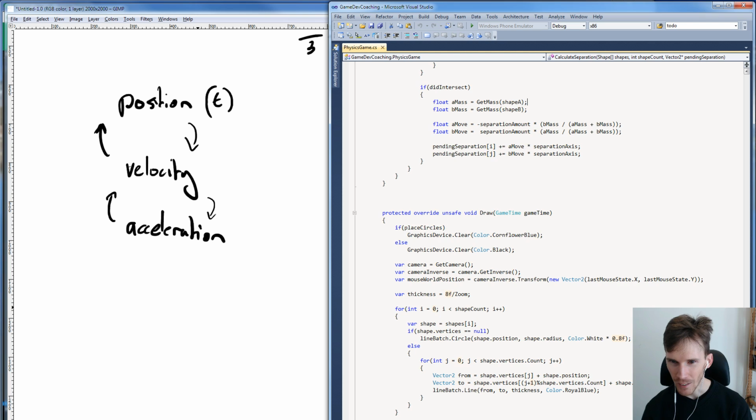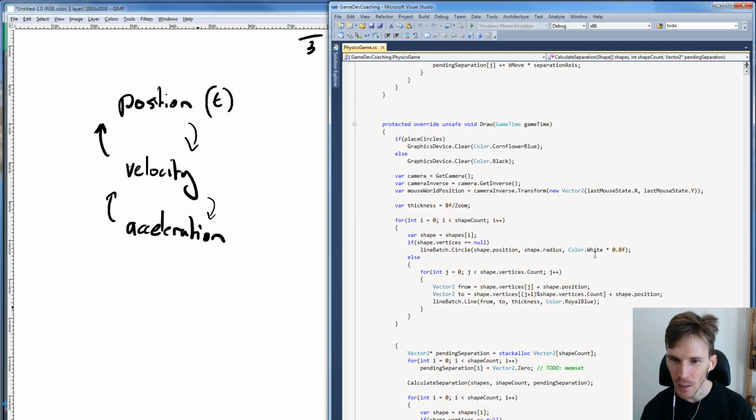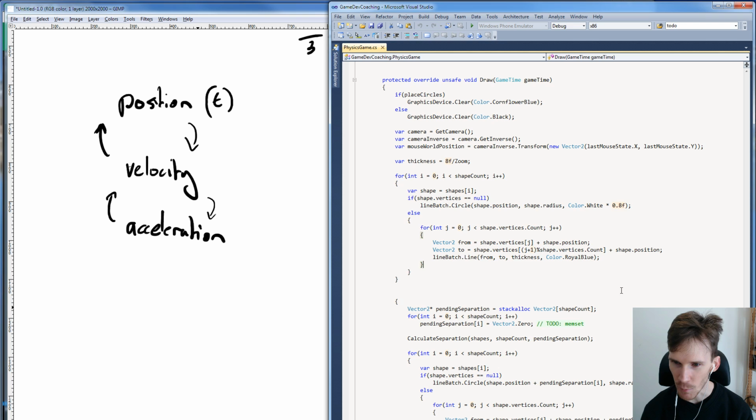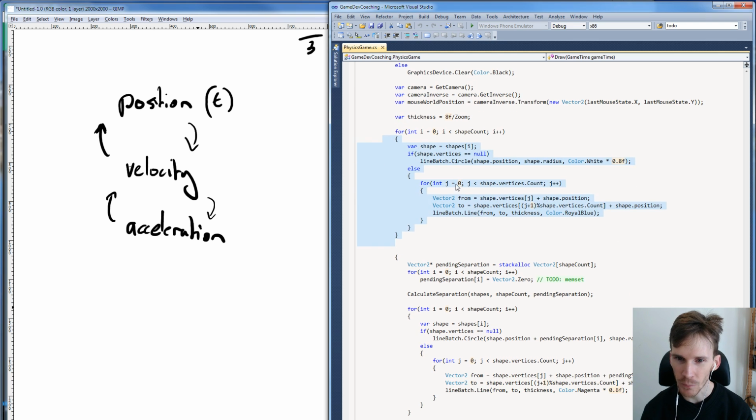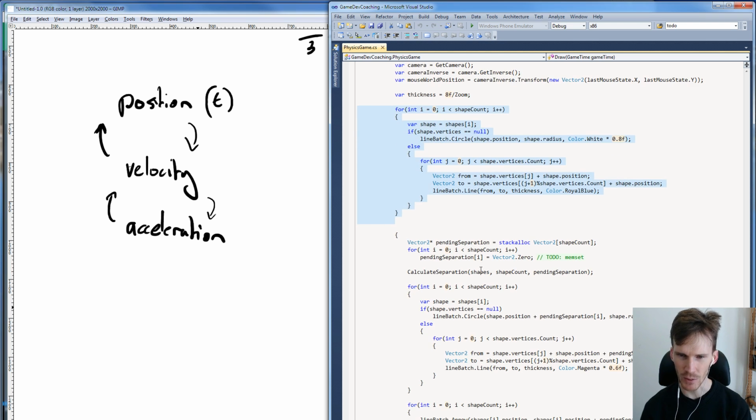Mine's at the very bottom of the, am I on the right thing? Did we talk about this on stream or not? I think we talked about this. I can't remember if we'd stopped the stream or not. So we have, okay, this is where we're drawing the shapes. And we've got the separation down here.